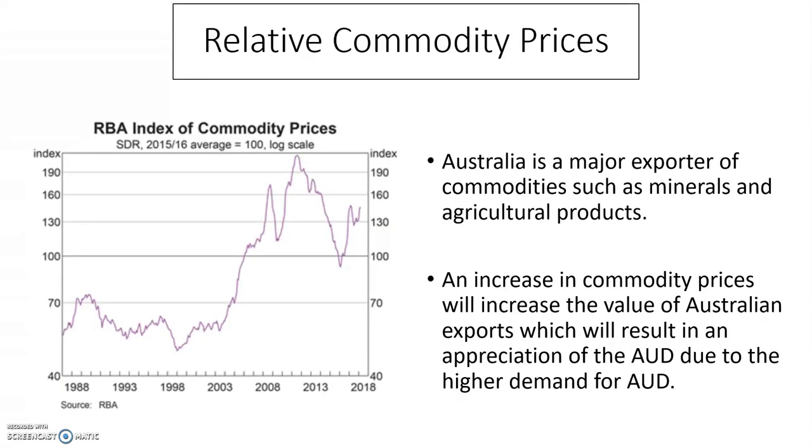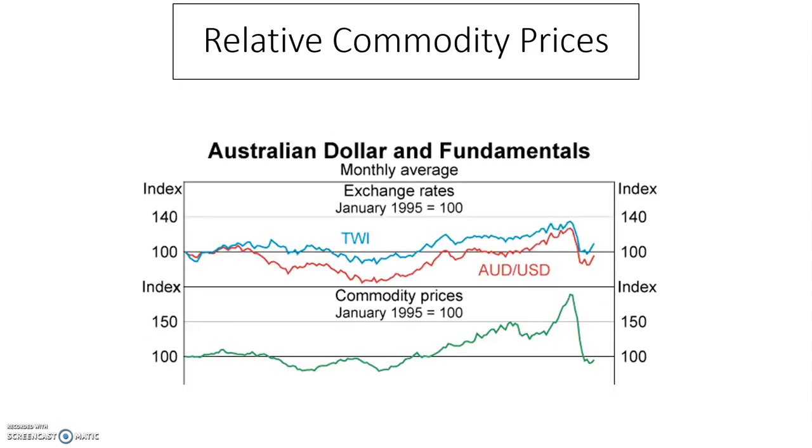I'll now talk about commodity prices. Australia is a key exporter of commodities, such as minerals and agricultural products. An increase in commodity prices will cause the value of Australian exports to increase due to the higher demand for Australian dollars. As you can see from the graph, commodity prices are directly correlated to the exchange rate.